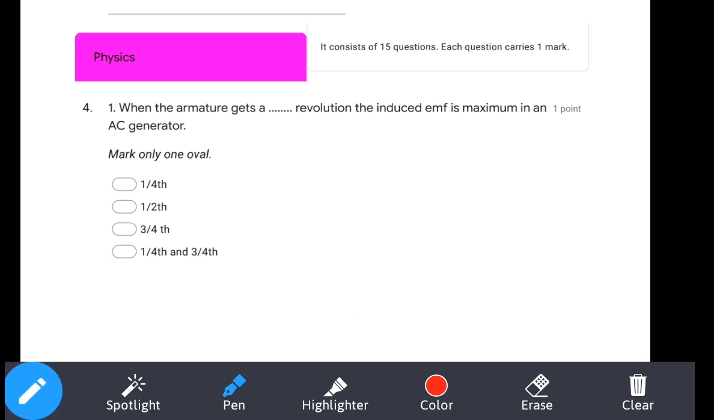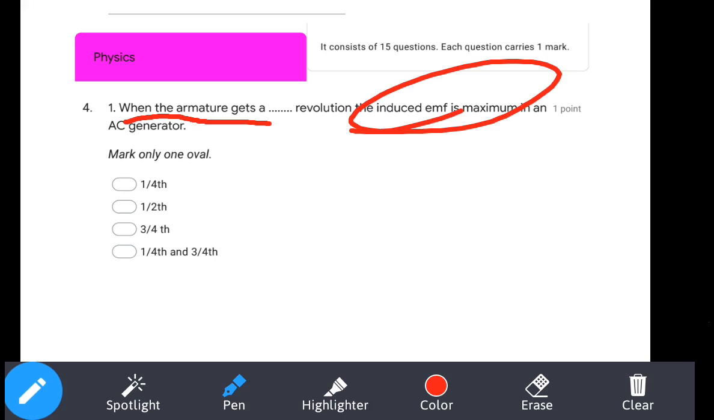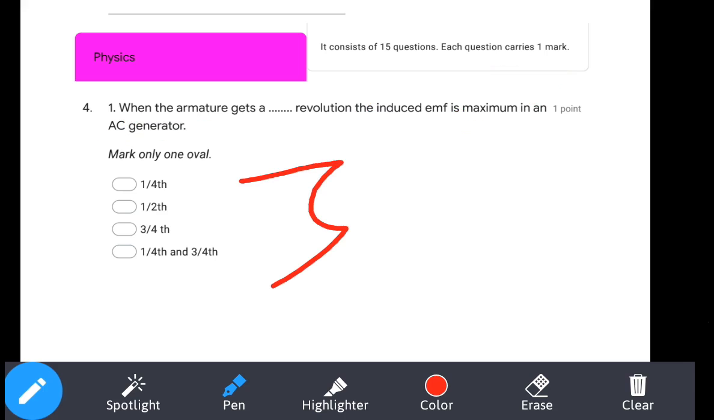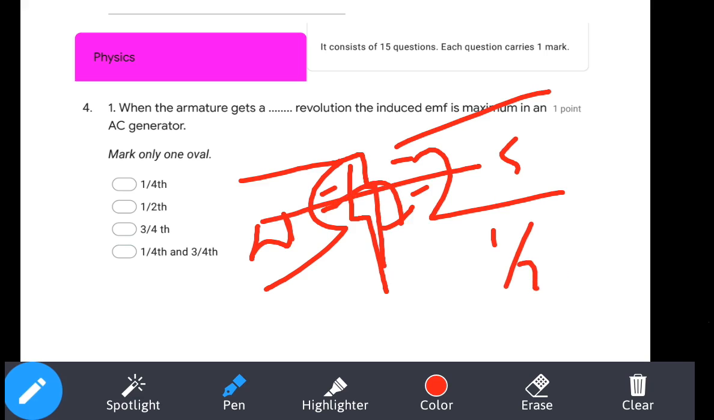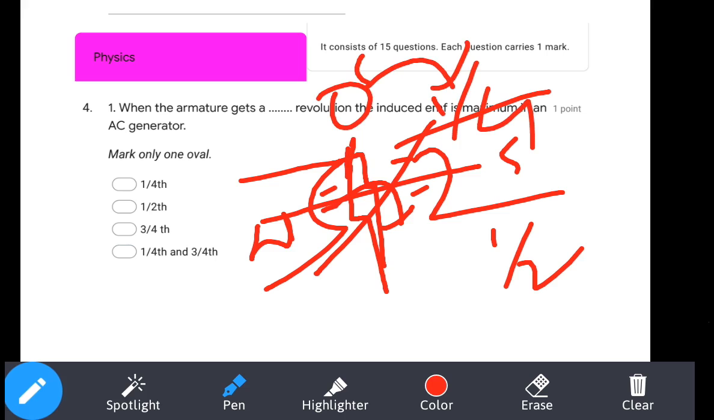If you see the first question, they have given: when the armature gets dash revolution, the induced EMF will be maximum in the AC generator. If you draw a rough diagram of the AC generator, these are our poles, north pole and south pole, and first the coil will be in vertical position. Now what happens when the coil rotates? Think that this is our half and this is our one fourth. From one fourth, when it is at vertical position, think that it is zero. When it rotates from 0 to 1/4, the maximum number of flux will be cut through the coil.